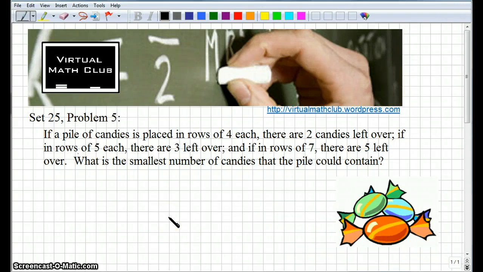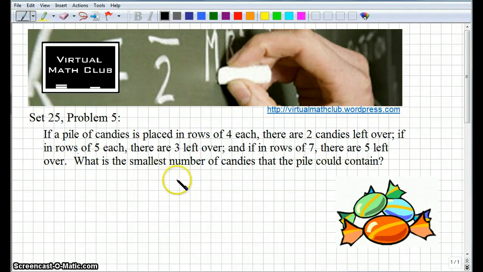In problem number 5, we've got a pile of candies, and if we arrange them in rows of 4, we have 2 left over. If we arrange them in rows of 5, we have 3 left over, and if we arrange them in rows of 7, we have 5 left over. What is the smallest number of candies that the pile could contain?